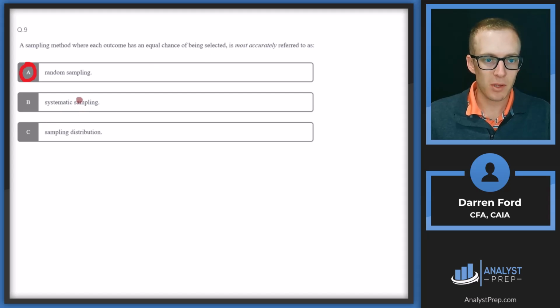B, systematic sampling. This will not contain an equal chance because it's going to say, okay, we'll take every fifth observation. So every fifth observation is going to get picked, and based on the ordering is essentially going to choose what gets selected. So not every single observation is going to have an equal chance of getting picked. And sampling distribution, this is more so a concept in statistics. It's not a sampling method. So that brings us back to answer A.